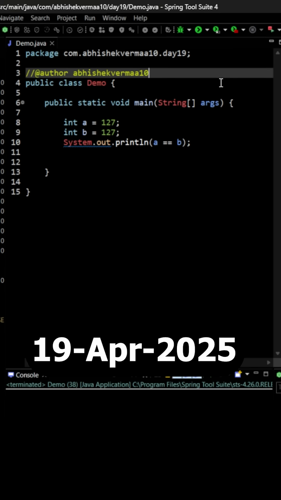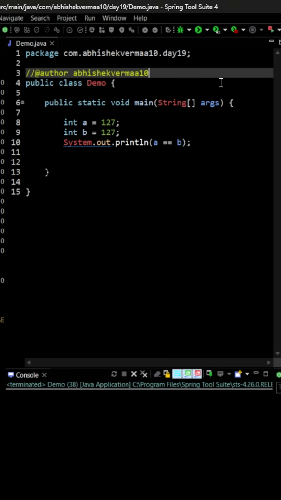Today, let me share an interesting incident which happened with me in an interview. The interviewer gave me this code and said, okay, tell me the output. I said it's very simple. int a = 127, int b = 127, a == b is going to give me true only. So the person said, execute the code. I executed it and it gave me true.